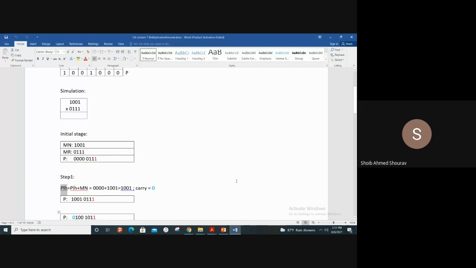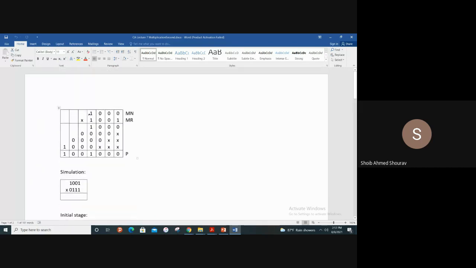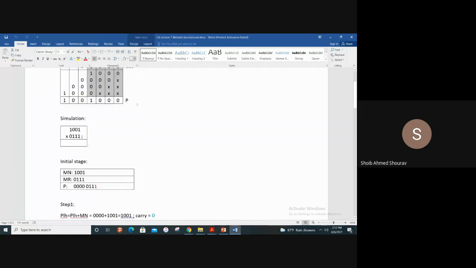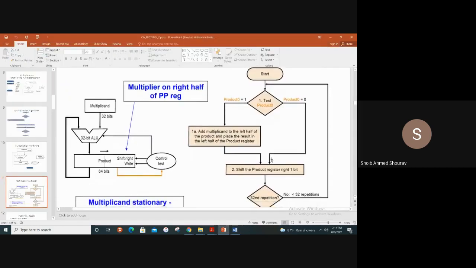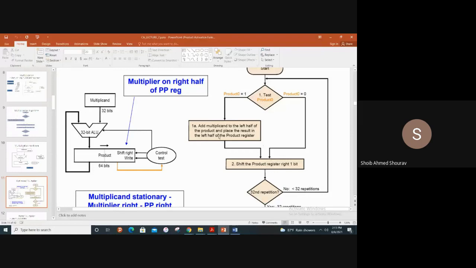Okay, so we are going to see a simulation. As we already know the theoretical explanation of this multiplication algorithm, I'm not going to explain it anymore. So this is the simulation we are going to perform on this algorithm, the optimized multiplication algorithm. Okay, this is the simulation we are going to see.